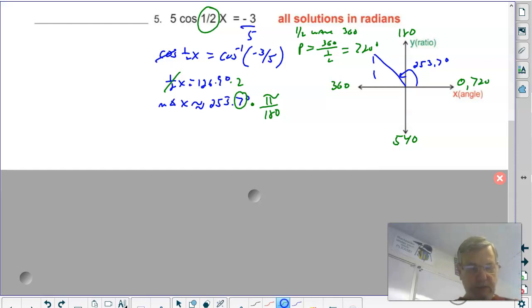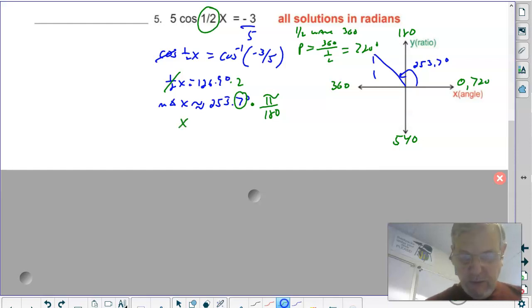What did I do here? Let me try that again. 253.7 times pi divided by 180. Okay, and generally we're going to round to 1 decimal place. You can go to 2 if you want.